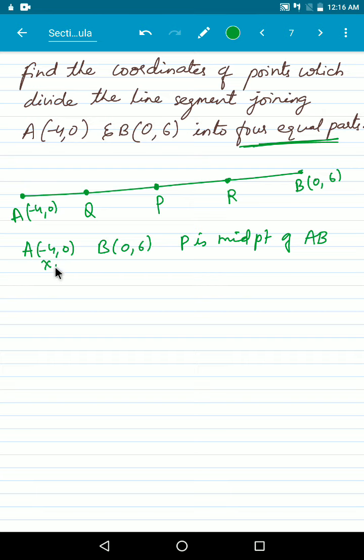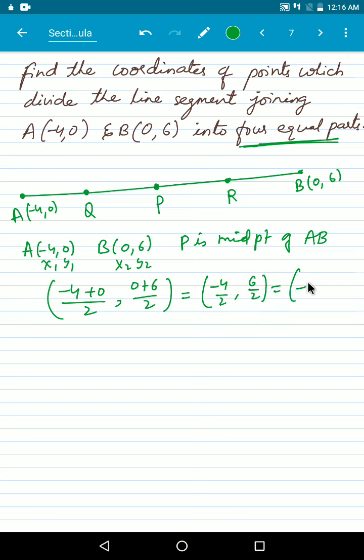So x1, y1, x2, y2. Addition of x values, -4 plus 0, divided by 2. Addition of y values, 0 plus 6, by 2. We are using the x1 plus x2 by 2, y1 plus y2 by 2 formula. So this will give us -4 by 2, 6 by 2, which is equal to -2 comma 3. So we got P as -2 comma 3. Now to find the value of Q, we should take this A as x1 y1, and x2 y2 will be -2 comma 3.